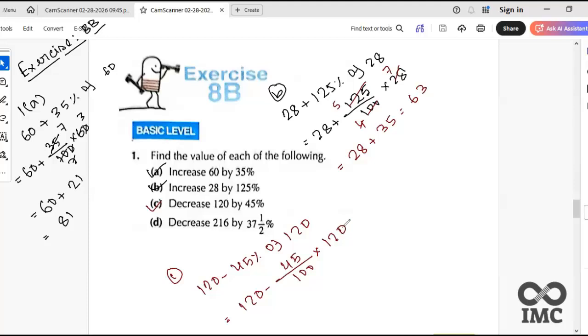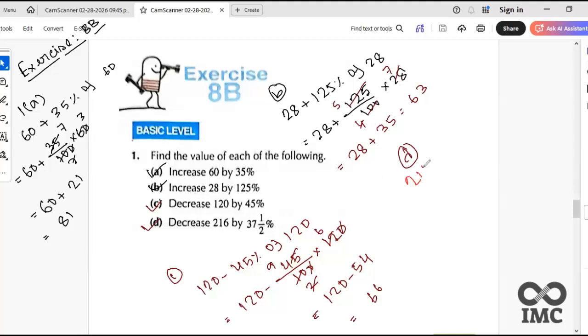Now we need to cancel. We can easily cancel 0 and 0. Then 5 2s are 10, 5 9s are 45, 12 by 2 is 6. So we'll get 120 minus 6 9s are 54. Now 10 minus 4 is 6. We have 1. So 66. Simple. Number D. Number D says decrease 216 by 37 whole 1 by 2%.